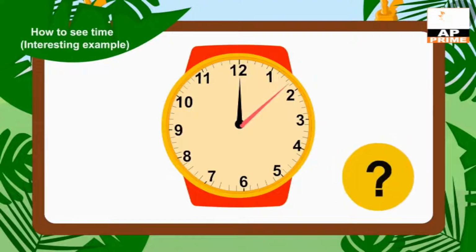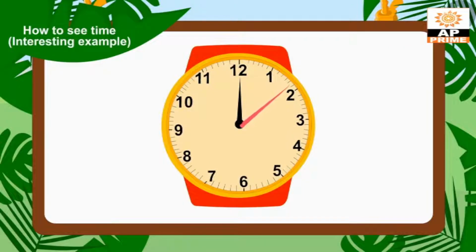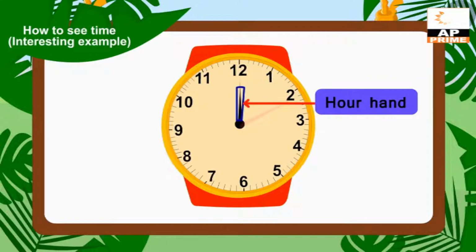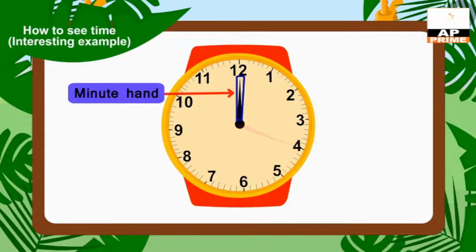Children, can you tell what the needles of the clock look like at 12 o'clock? That's correct. The hour needle is exactly on number 12. And the minute needle is also on number 12.